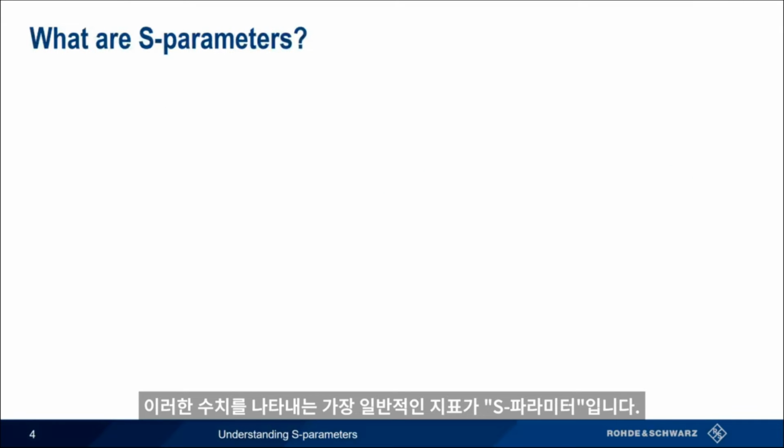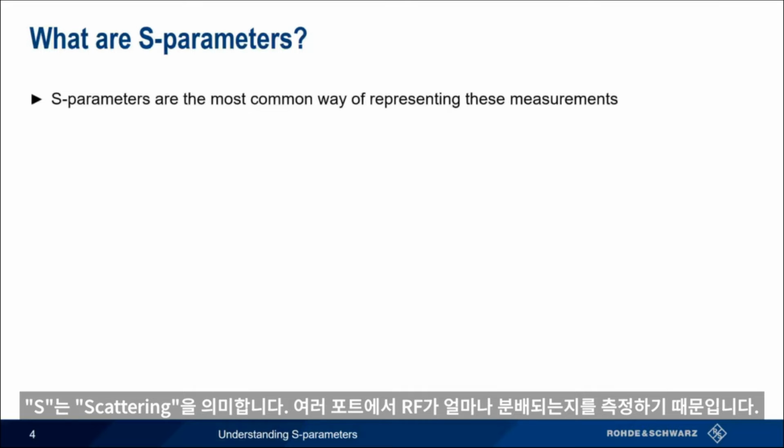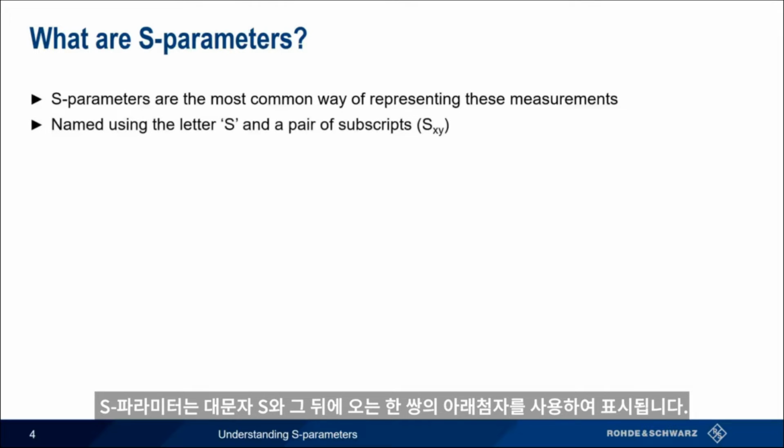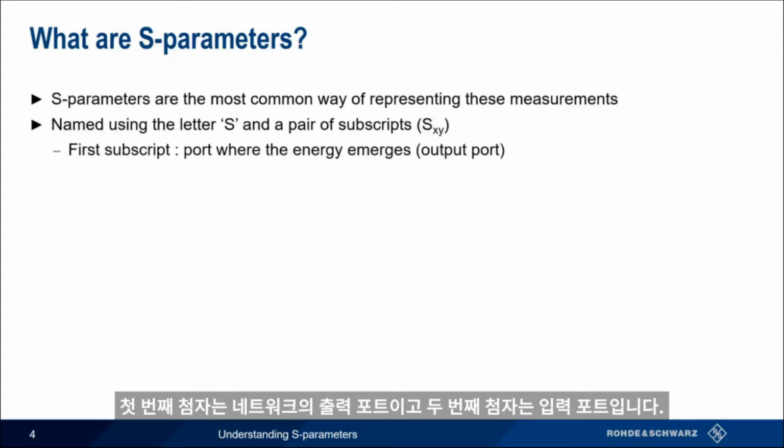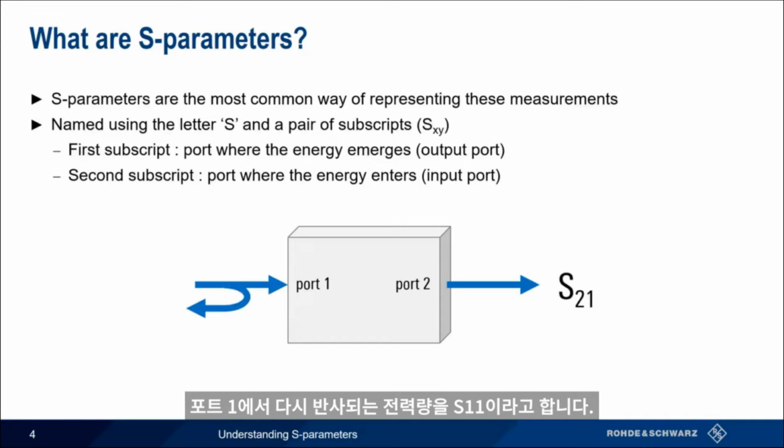The most common way of representing these quantities is something called S-parameters. The S stands for scattering, since we're measuring how much RF is scattered back from and out of the various ports. S-parameters are named using the capital letter S followed by a pair of subscripts. The first subscript is the port where the energy emerges, and the second subscript is the port where the energy enters. For example, if we measure the amount of power passing through a two-port network, this quantity would be referred to as S21. The amount of power reflected back on port 1 would be referred to as S11.